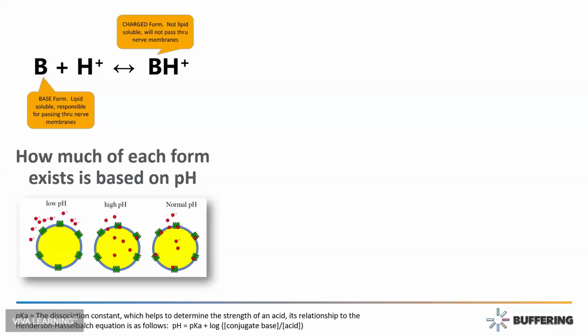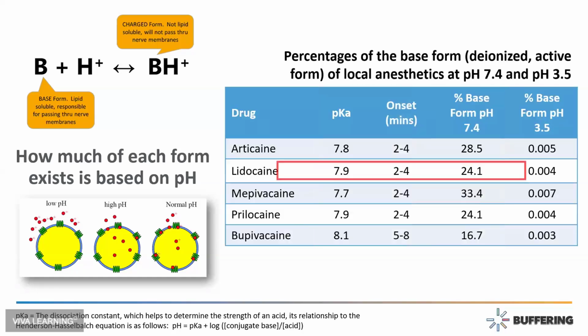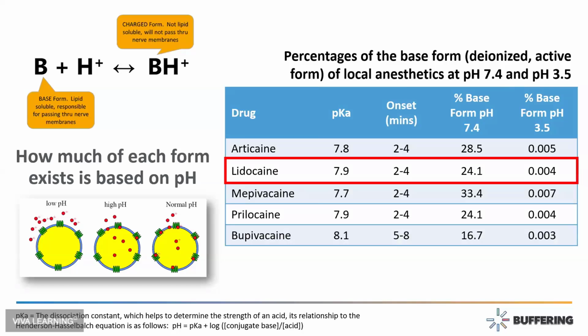Now, to bring this home, we can actually calculate the amount of local anesthetic that's in these two forms, right? So we'll just highlight lidocaine, and it says the percentage of its active form at pH 3.5. So this is the percentage of the local anesthetic lidocaine that is active in the cartridge that you pull out of the box, out of the wrapper, and you put into the syringe. Only 0.004% of the drug is active at pH of 3.5.